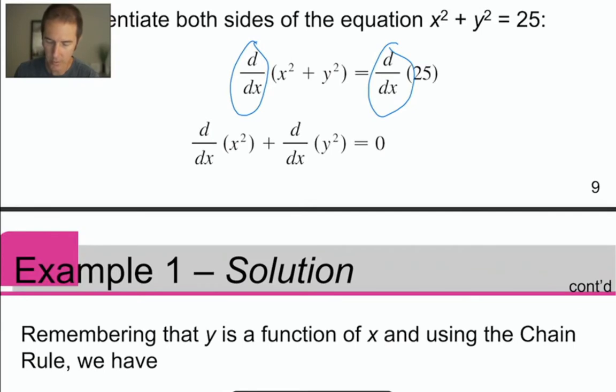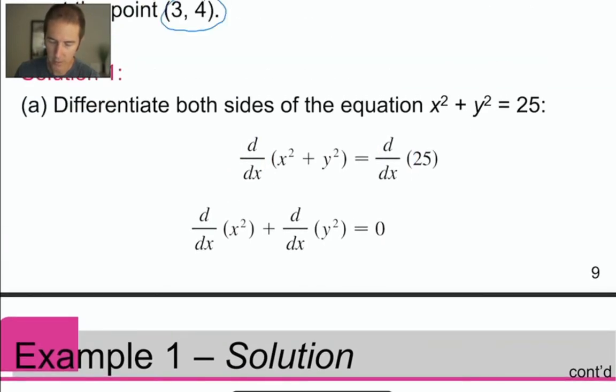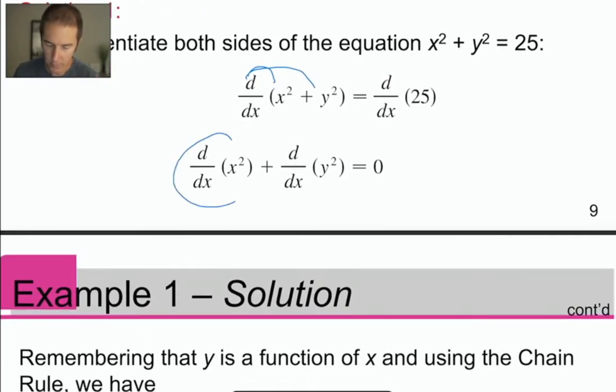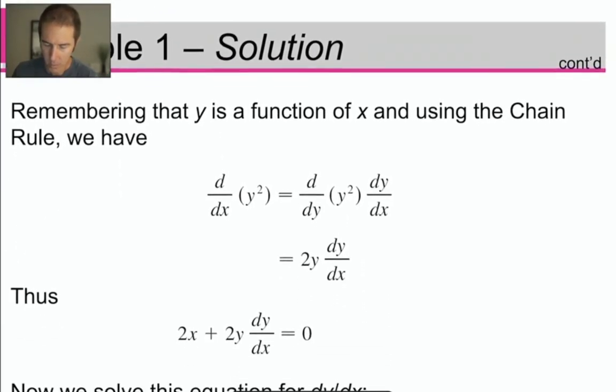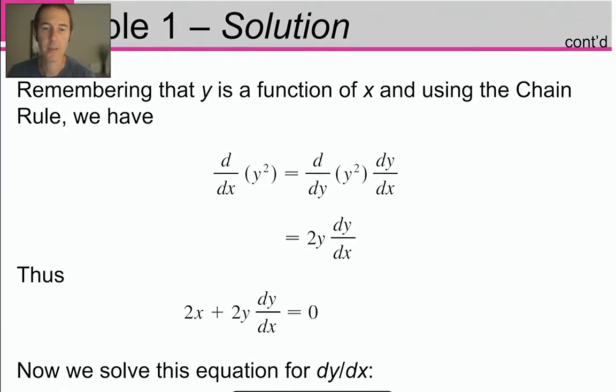And then on the left-hand side, we'll distribute the d over dx. So this is going to these two terms. We're allowed to do that. So here's the derivative of x squared, the derivative of y squared. Over here, we've already taken the derivative of our constant value, which has turned into a 0. But we haven't yet taken the derivative of these two terms on the left-hand side yet. Let's just focus on the second term, taking the derivative of y squared.